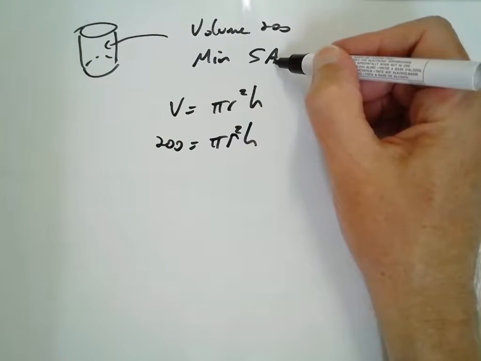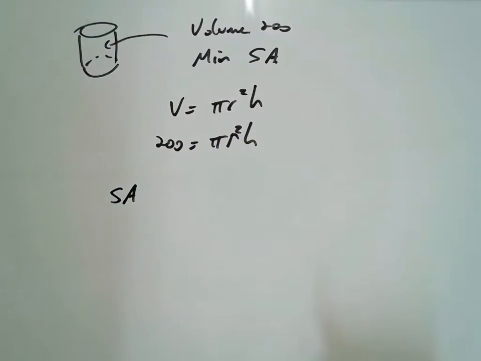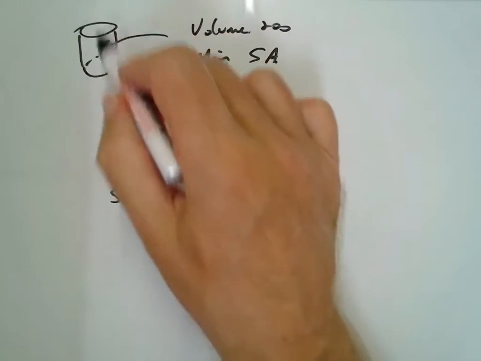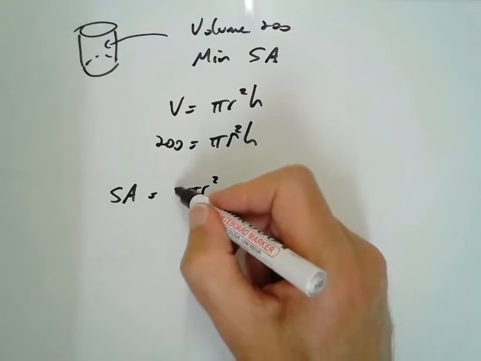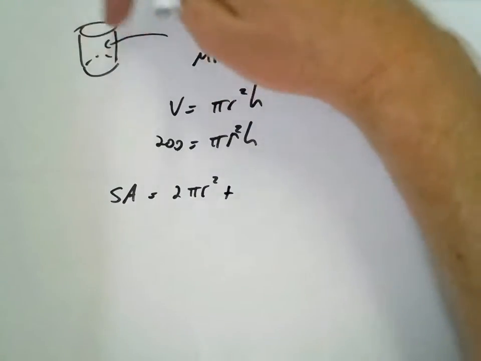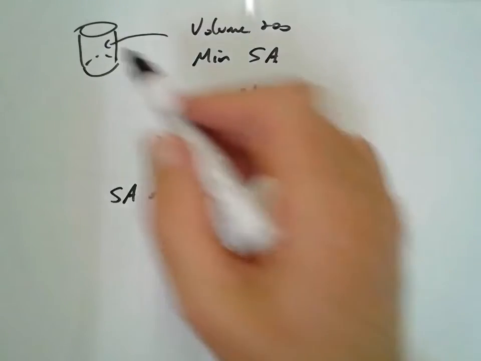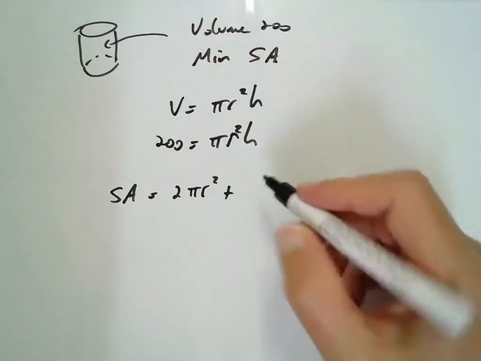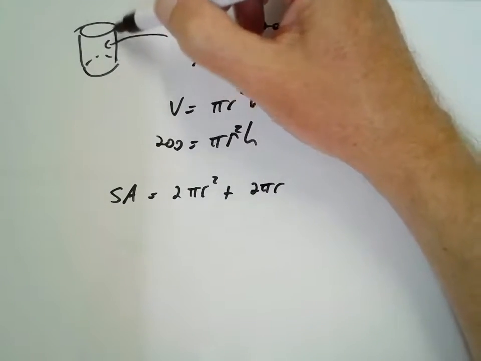We want to minimise surface area, so clearly we want a function that says surface area. I've got two circles, so I've got pi r squared, but I've got two of them, and I'm going to add to that the area around the outside, which opens up to be a rectangle. The length is actually the circumference of the circle, which is 2 pi r, and the width of the rectangle is the height.